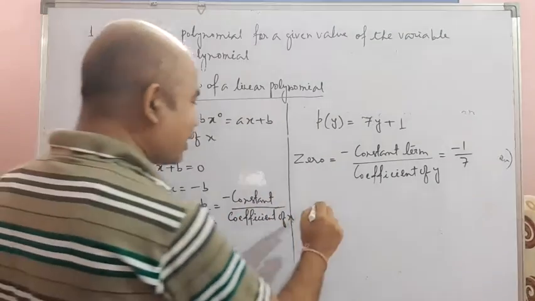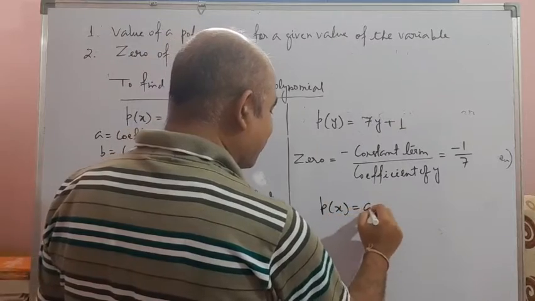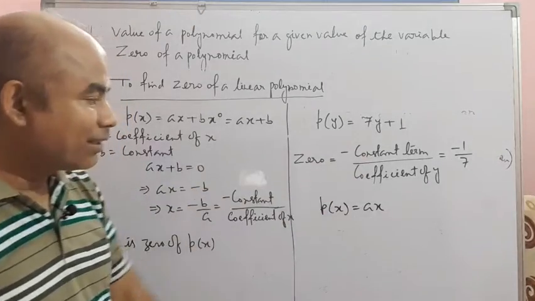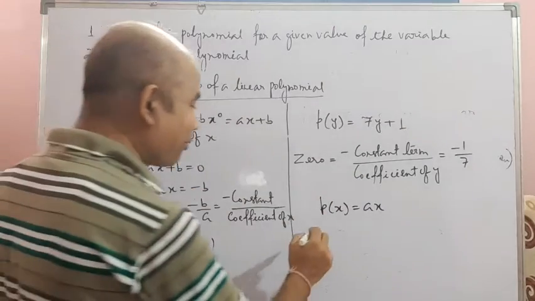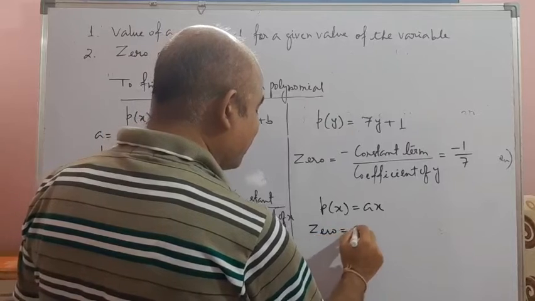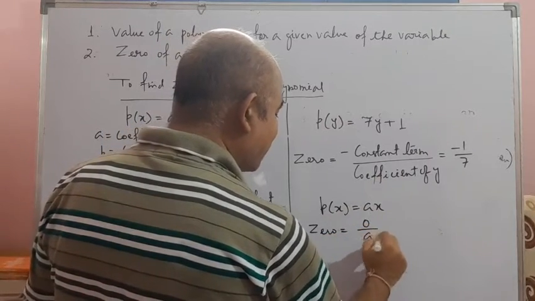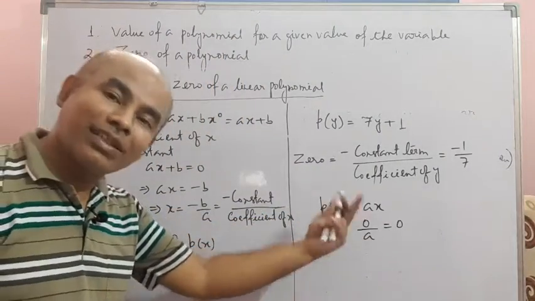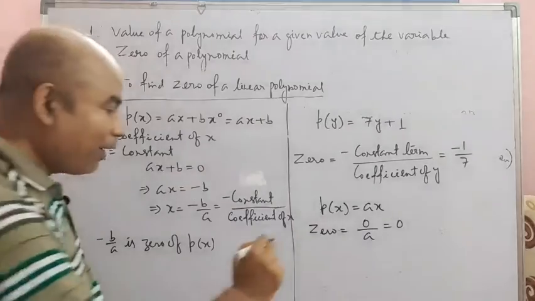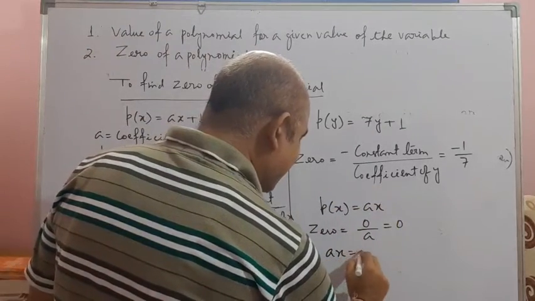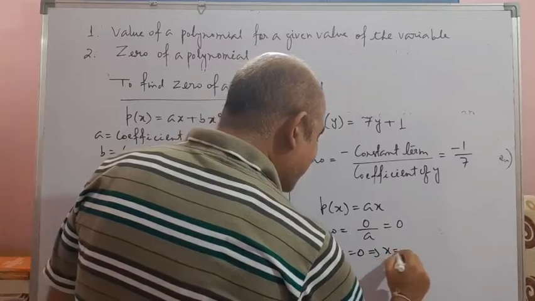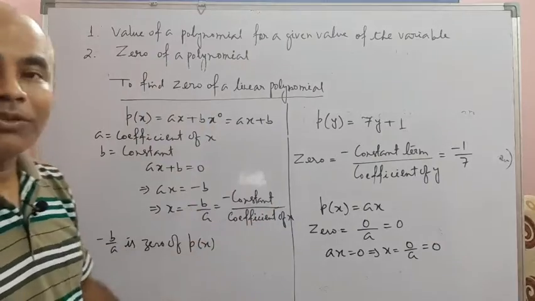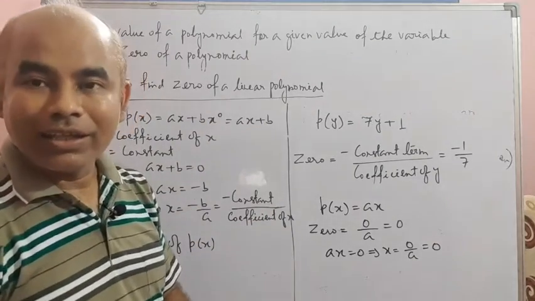Now suppose a polynomial is there like ax only, what will be the 0? If I follow this, then there is no constant term. So 0 will be, no constant term means 0 by the coefficient of x. So 0 by anything is 0. For this polynomial, 0 is the digit 0. Or if I take it as an equation, say ax equal to 0, then x is what? 0 by a, and it is 0. Okay, so like this we can find the 0 of a linear polynomial.